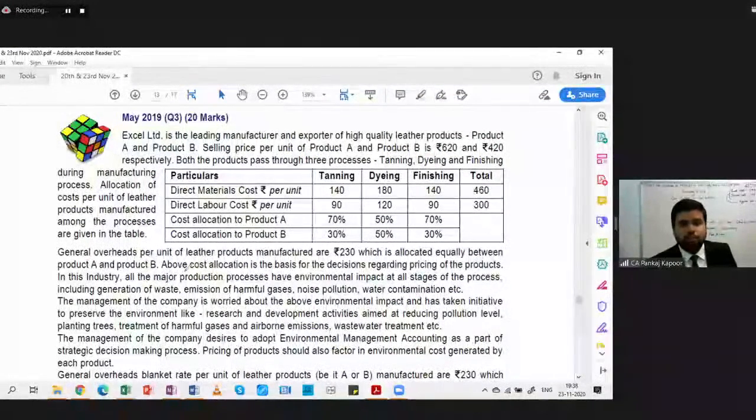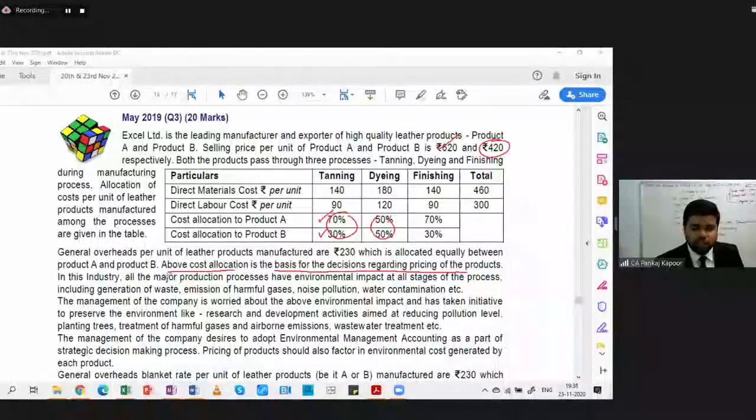Read further. Above cost allocation is based on the decision regarding the pricing of the product. What he says, this 70-30, 50-50, 70-30 is based upon the pricing. The price of A is higher, hence we are allocating him 70% cost, whereas the price of B is less, hence we are allocating only 30% cost to B.